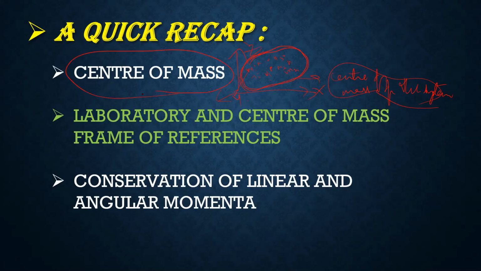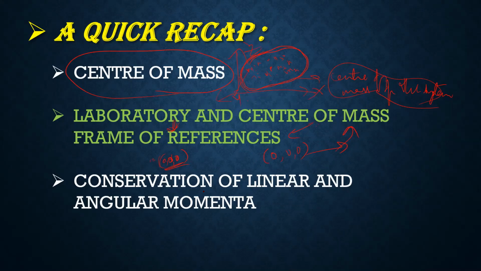Now we have the laboratory frame of reference and the center of mass frame of reference. In the laboratory frame of reference, we have an ideal point which appears to be the center of the system, and we consider a frame of reference at that particular point, the origin. But when I consider the origin to be the center of mass of the system, the origin of my frame is always the center of mass. Then such a frame of reference is said to be the center of mass frame of reference.